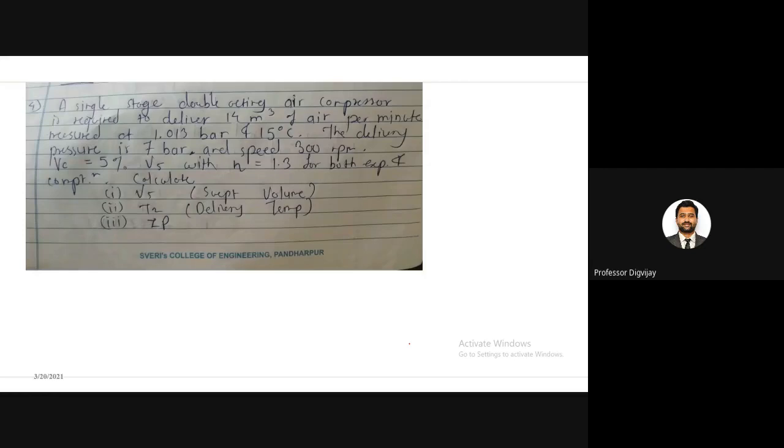Okay, so I will give you this example for homework. This is already there in the notes, and then you can refer to it. First, you have to practice it, and then you can refer to the notes for the answers.